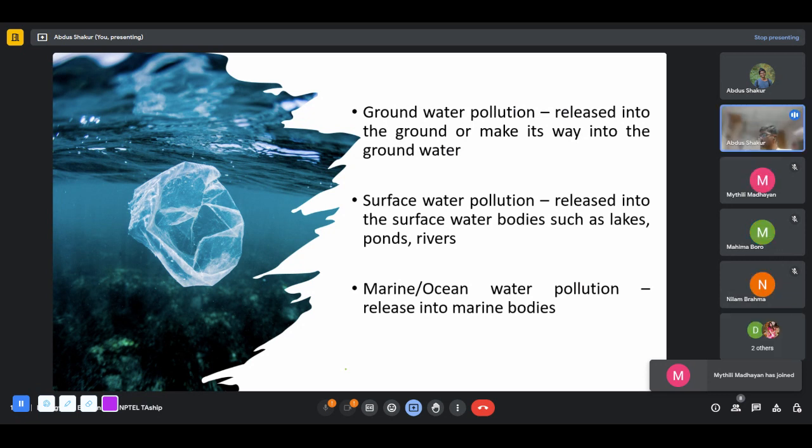And marine or ocean pollution refers to the pollution of marine and ocean environments because of the release of these pollutants into these bodies.